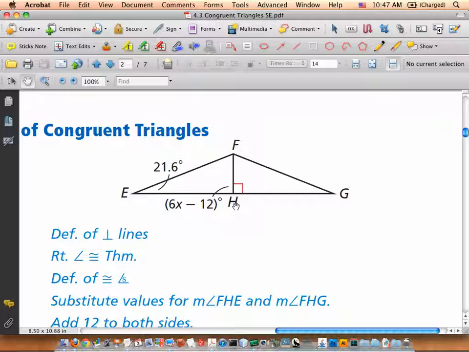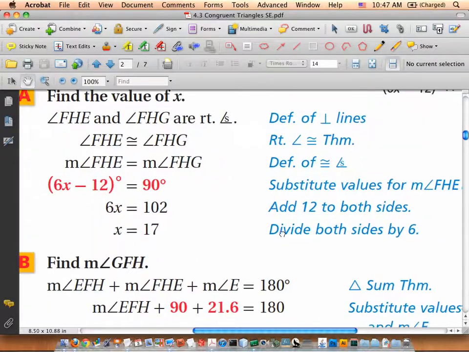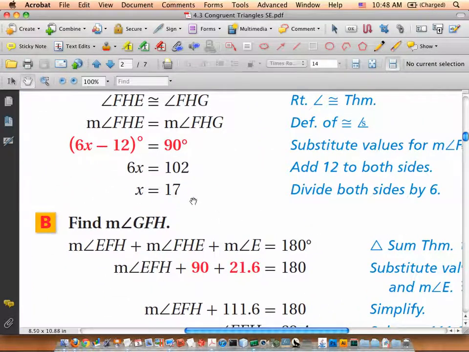What would make sense to say? Yes, that makes the most sense, right? Why does it have to equal 90? Because it's a linear pair with the angle right beside it. You nailed it. It's a linear pair with FHG, and if it's a linear pair and they both add up to 180, since that's 90, that has to be 90. So set 6x minus 12 equal to 90, is all we have to do. Solve for x, and we get x equals 17.